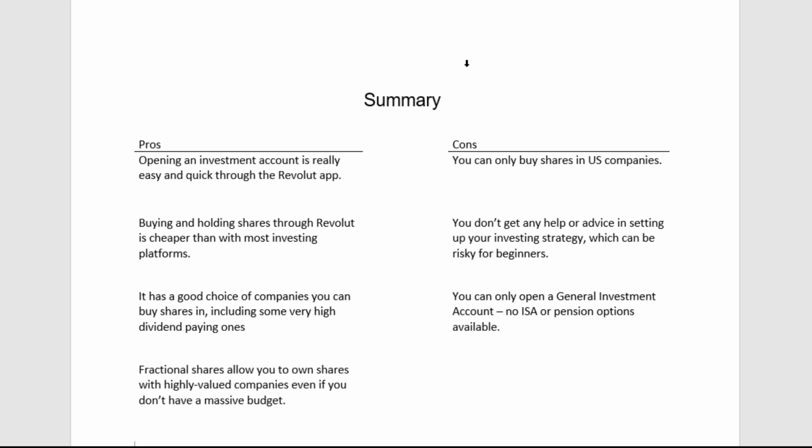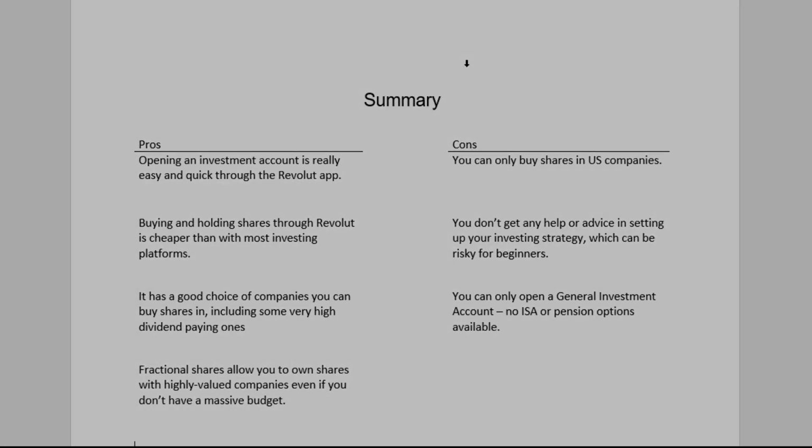Some of the cons are you can only trade US companies. Secondly, you don't get any investment advice from Revolut, meaning that you have to know a little in order for this to be a good deal for you. Thirdly, you can only do general investment accounts. You can't put in your pension fund or do an ISA or any sort of thing like that.